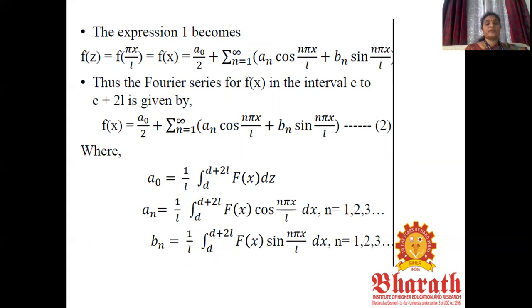f(x) = a0/2 + summation n = 1 to infinity (an cos nπx/l + bn sin nπx/l), where a0 = 1/l ∫ from d to d+2l f(x) dx. an = 1/l ∫ from d to d+2l f(x) cos nπx/l dx, where n = 1, 2, 3, etc. bn = 1/l ∫ from d to d+2l f(x) sin nπx/l dx, where n = 1, 2, 3, etc.